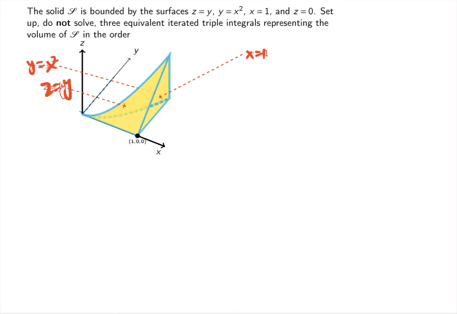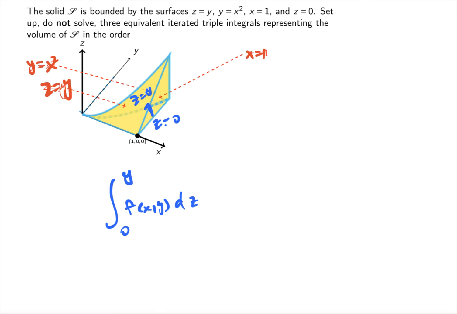So let's try to set this up as a z simple solid. See, z equal to y is the upper surface. If I go in terms of z, and I could have drawn an arrow, z equal to 0 on the bottom and z equal to y on top. So the inner integral is f of x and y dz from 0 to y.